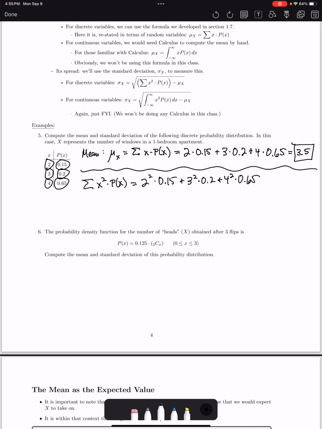And let's see what I get when I punch that into my calculator. So this is going to be 4 times 0.15 plus 9 times 0.2 plus 16 times 0.65. That comes out to 12.8.